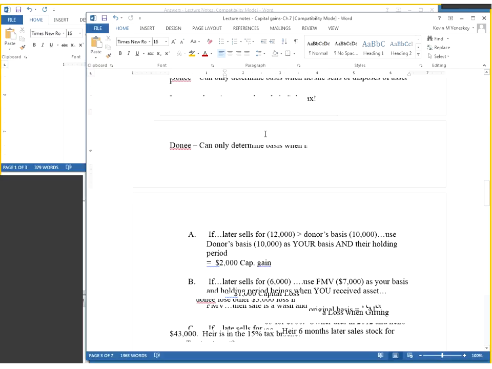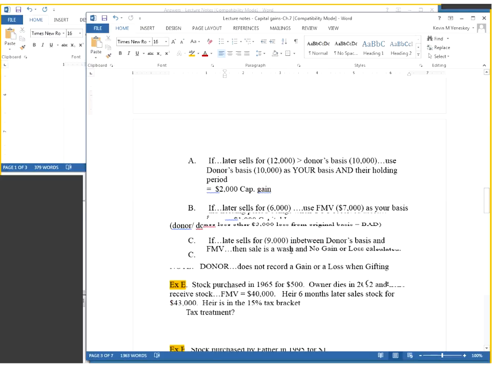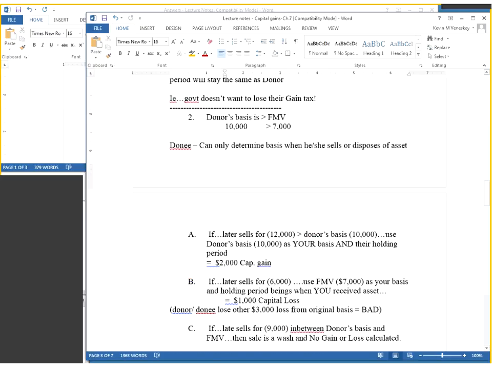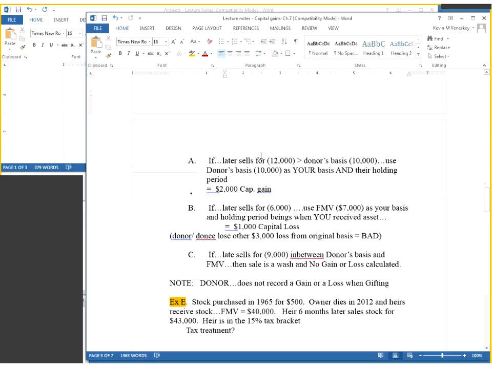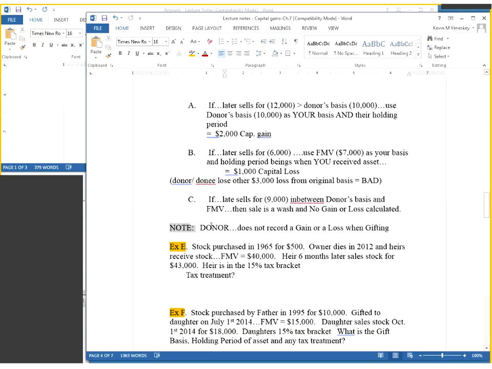The only other option, instead of selling it below or above, is right in between. If it's right in between, say at $9,000, then it's a wash. You don't have any gain or loss. That $1,000 less than the donor's basis, if you sold it for 9, nobody gets to use it, so it's lost.